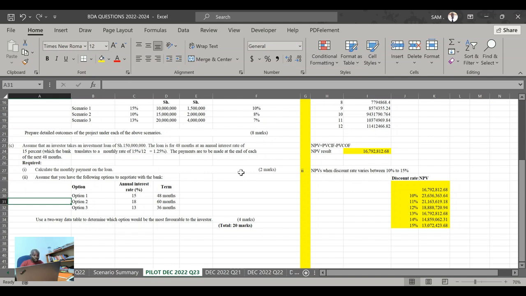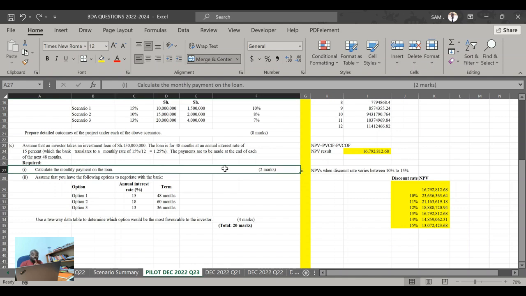Then, Roman 2, assume that you have the following options to negotiate with the bank. Now, I do not want to go to that part of negotiating with the bank first, because that is where we'll be required to go to data table, two-tailed data table or two-variable data table, but I want us to look at Roman 1 first.